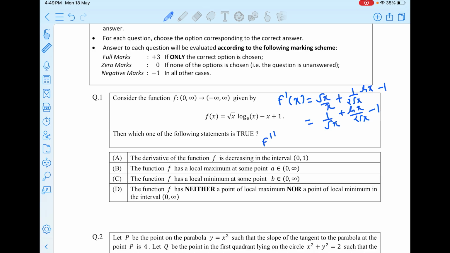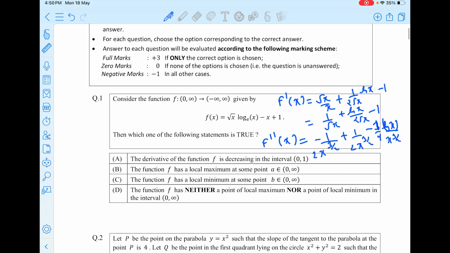So again differentiate, because they are asking about the derivative of this function, whether it is increasing or decreasing. If you differentiate, you will get minus 1 by x power 3 by 2, plus 1 by 2 x power 3 by 2, minus 1 by 4, or means 3 by 4, ln x divided by x power 3 by 2. Minus 1 by 2, yeah, minus 1 by 4.